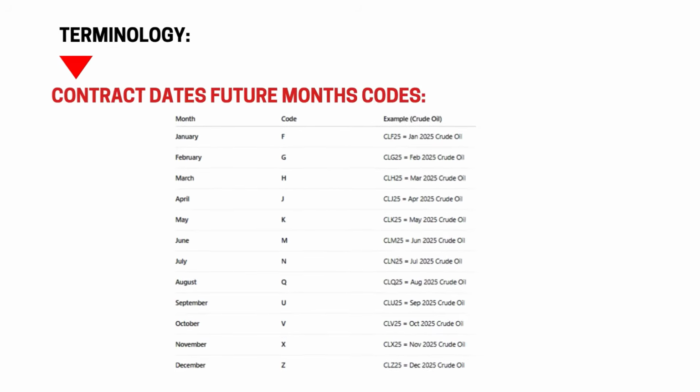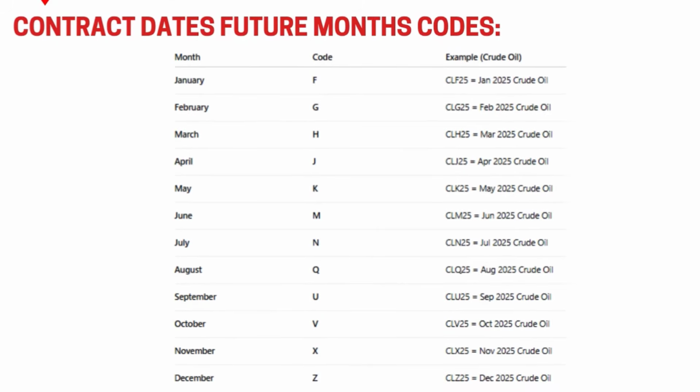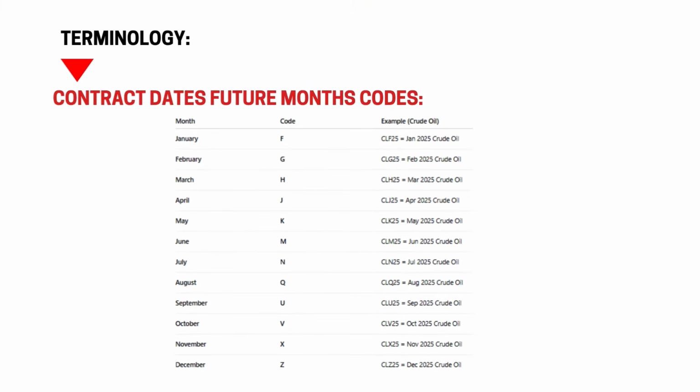So each month has its own letter. Now, an example. Let's take the top line there, January, for WTI crude oil. The code letter would be F, and if it was this year's expiry, that would be 25. So Jan 2025 crude oil would simply be CLF25, CL being the ticker for crude oil.